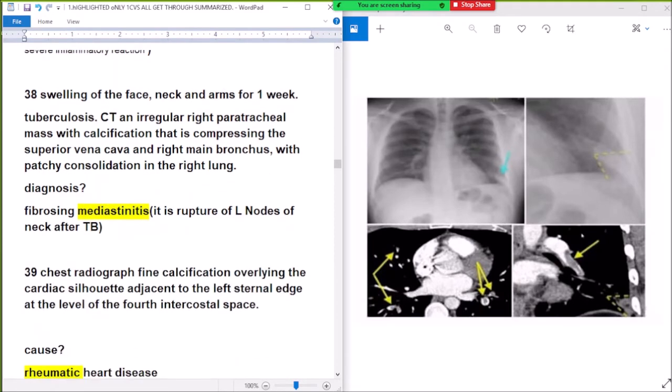Question 38. Swelling of the face, neck, and arm for 1 week, and the patient has tuberculosis. The scan shows an irregular right paratracheal mass with calcification that is compressing the superior vena cava and right main bronchus, with patchy consolidation in the right lung. Diagnosis: fibrosing mediastinitis.